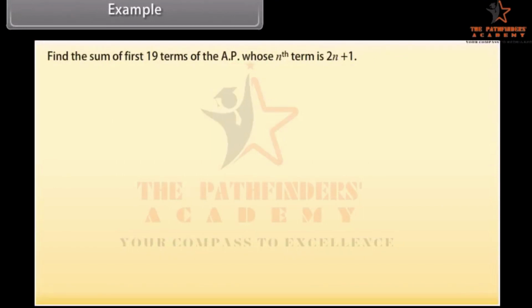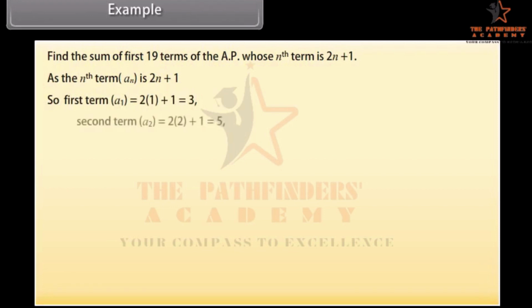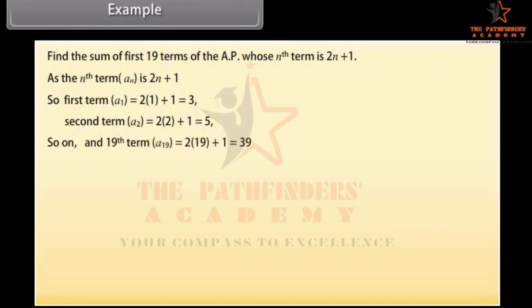Find the sum of the first 19 terms of the AP whose nth term is 2n plus 1. As the nth term an is 2n plus 1, the first term a1 is equal to 2 into 1 plus 1, which is equal to 3. Second term a2 is equal to 2 into 2 plus 1, which is 5, and so on. And the 19th term is equal to 2 into 19 plus 1, which is equal to 39. So the list of numbers we get is 3, 5, 7, and so on, up to 39.